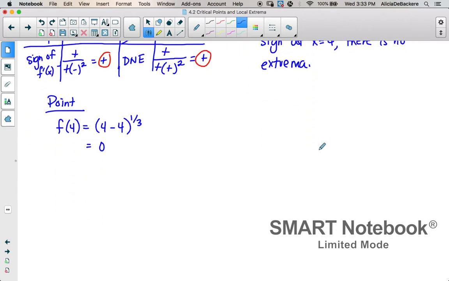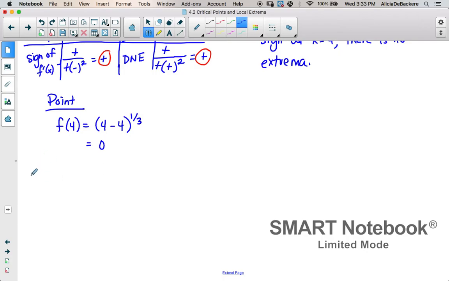So this graph has no maximums or minimums at all. All right, part B, or sorry, part I should say. We're going to find the x-intercepts. And again, I'm dealing with the original function here now because I'm talking about graphing actual points. So I set it equal to 0.